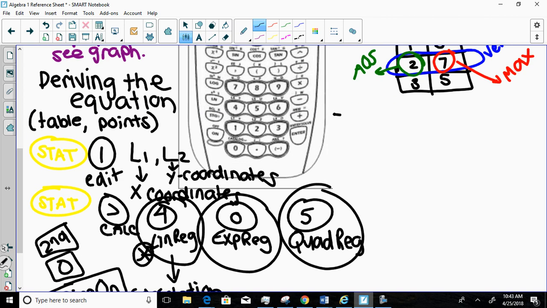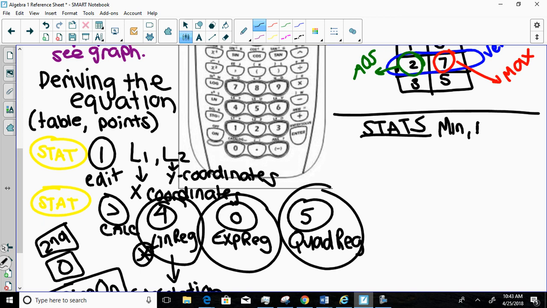Next one I'm going to do is statistics. Is this the last one? There are two more little ones. Stats. Remember min, max, Q1, Q3, your mean, median.